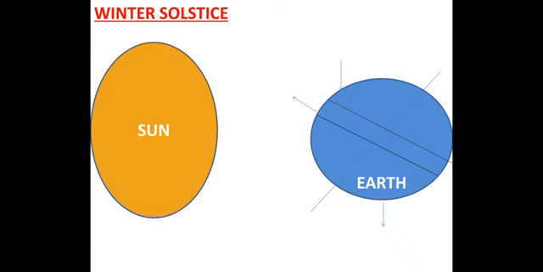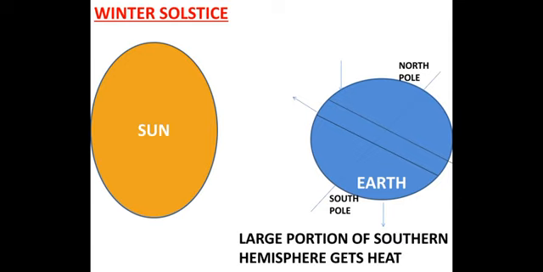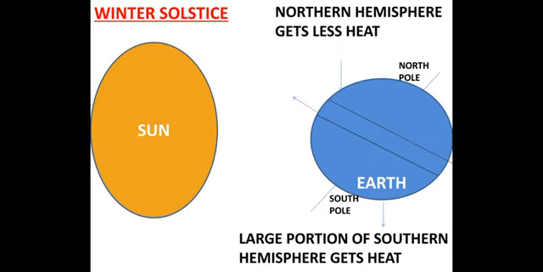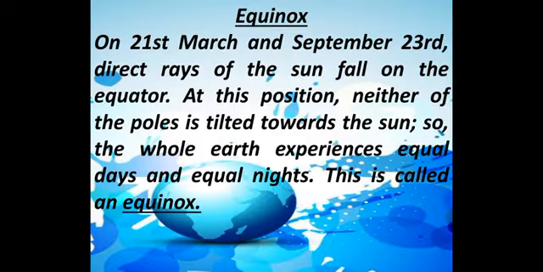Now we will see it from the diagram. You can see the sun and earth on the screen. Now the south pole is tilted towards the sun and the north pole is away from the sun. A large portion of the southern hemisphere is getting the direct heat while the northern hemisphere gets less heat. The sun rays fall on the Tropic of Capricorn, and so it is the winter solstice, where the southern hemisphere is having the summer season and the northern hemisphere is having the winter season.